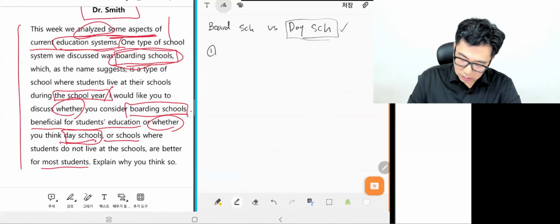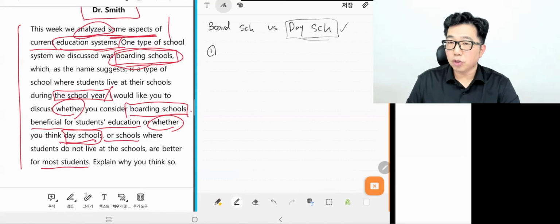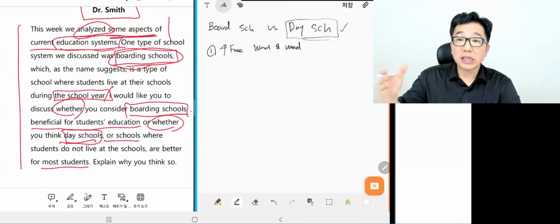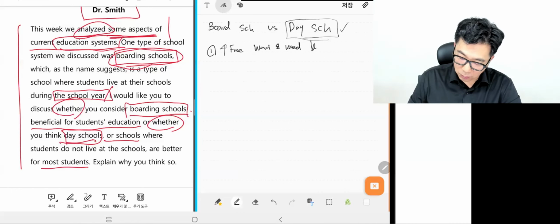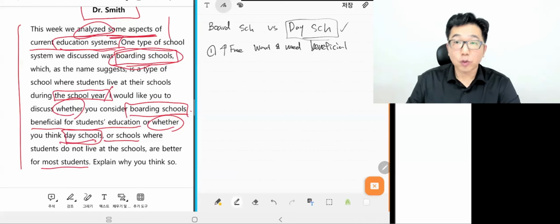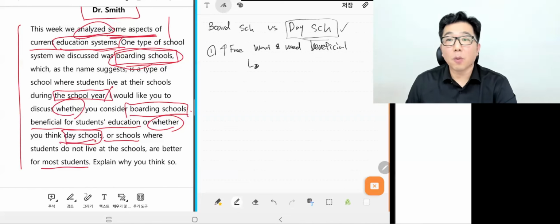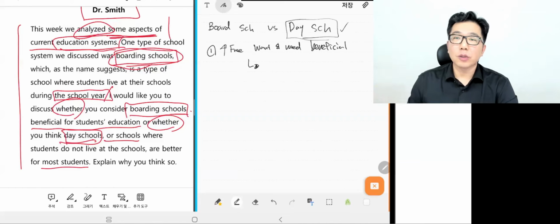First, I think students who go to day school have more freedom to do whatever they want and need. So in other words, they can choose and decide whatever is more beneficial for them to do after school every day. So it's a better education system. It's more beneficial and it's more flexible, you know? So you can do anything and everything that is more beneficial for you after school is over.